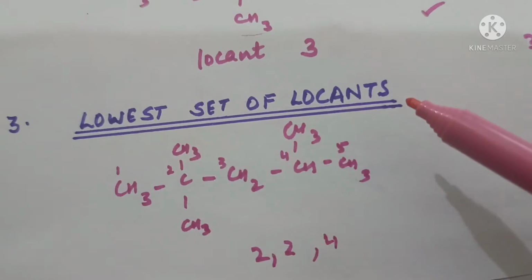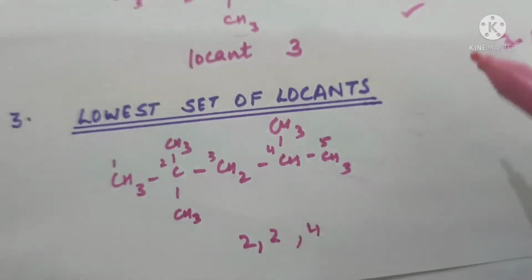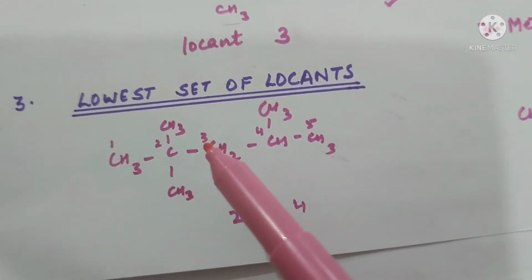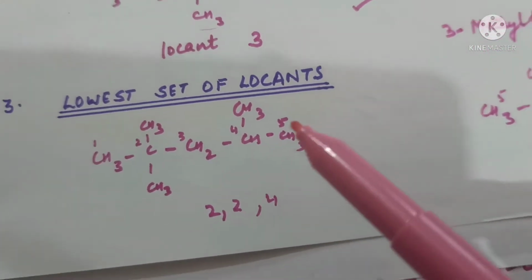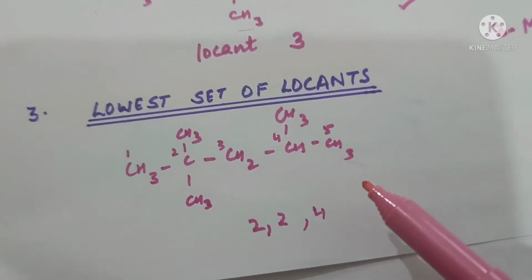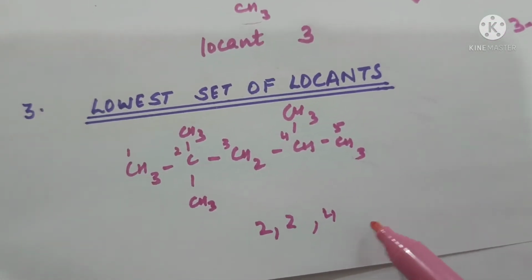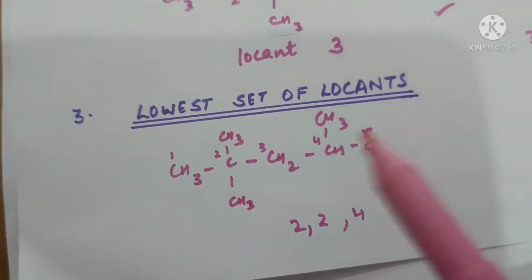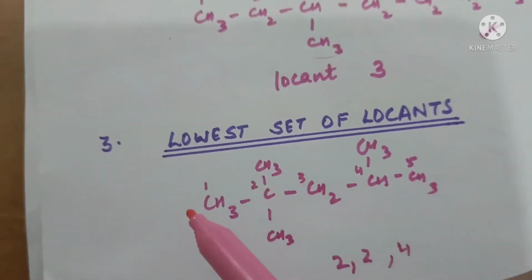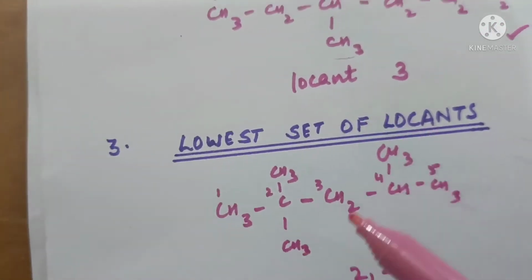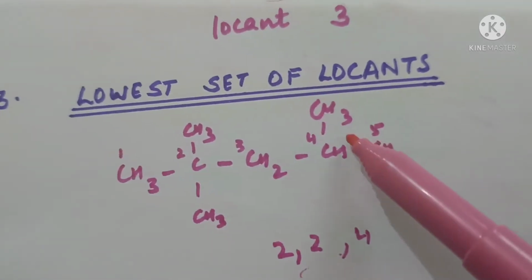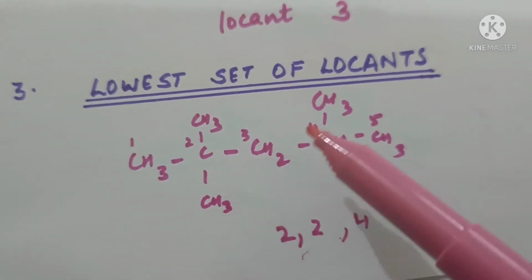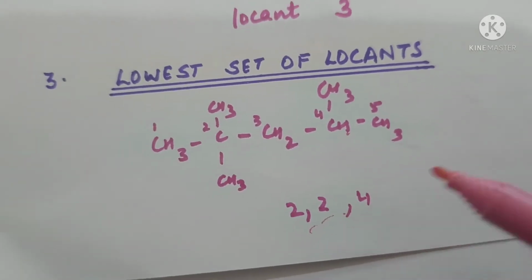Next rule is lowest set of locants. So if we can number in different manners, that system of numbering will be selected in which all the substituents get the lowest possible locant. For example, in this compound, if we start numbering from this end, we get 2 substituents at 2 position and 1 at 4 position. So the set of locants is 2, 2 and 4.